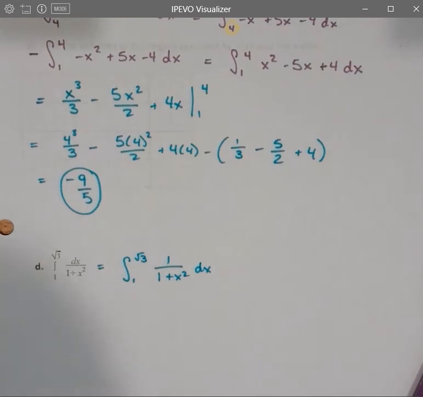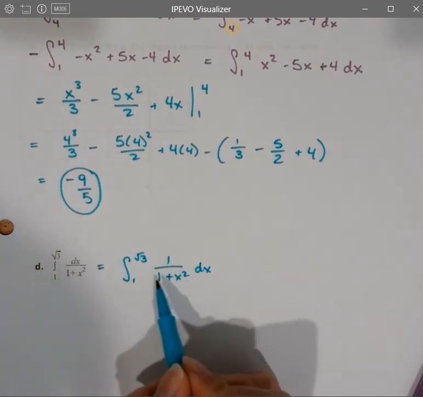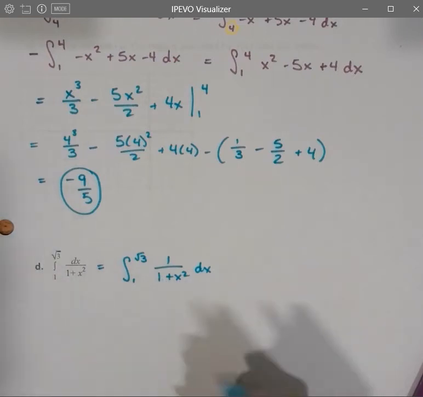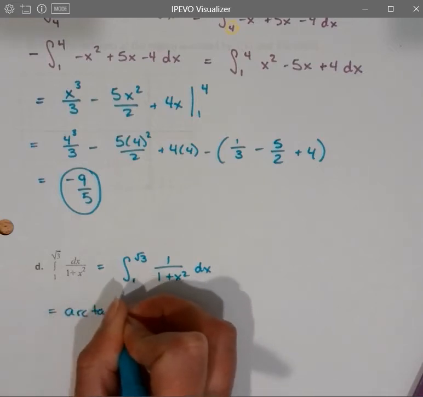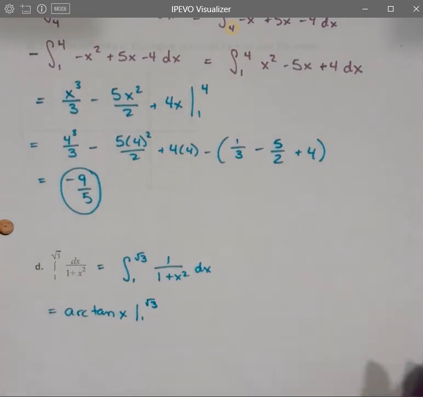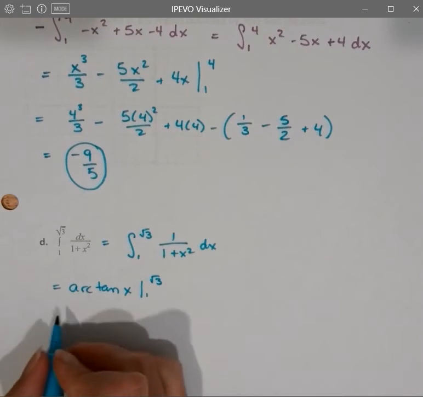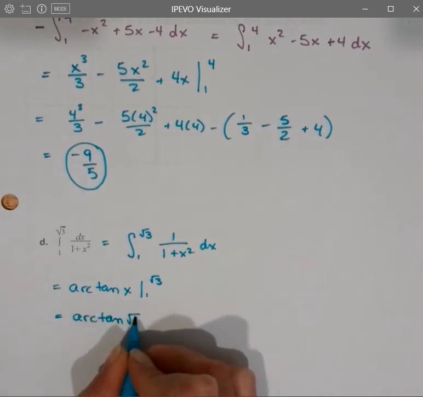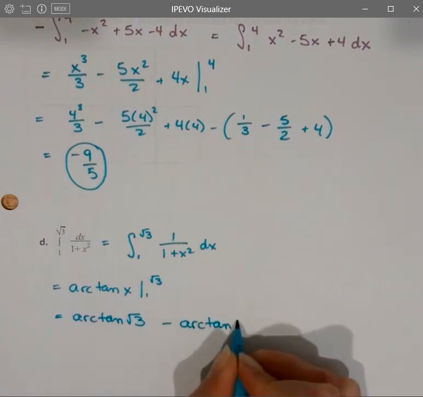Now I need to figure out how to integrate this. It might jump out at you that this is one of the arc-trig function forms. It is. It's arctangent. So this actually will integrate directly into arctangent of x bounded between 1 and the square root of 3. So look at your derivative reference sheet until you see that. And now I can evaluate it. I can evaluate arctangent at the square root of 3 minus arctangent at 1.